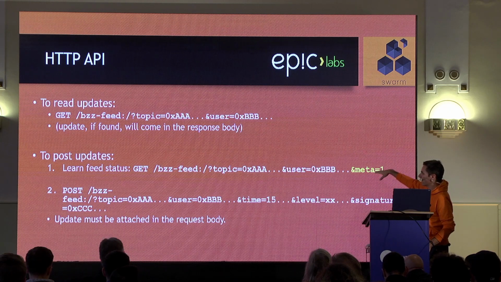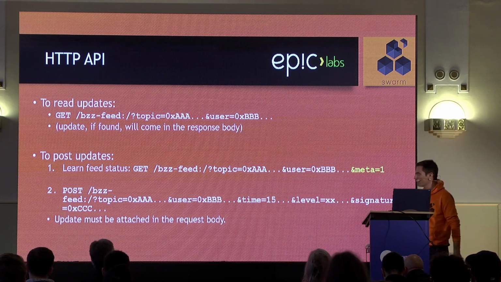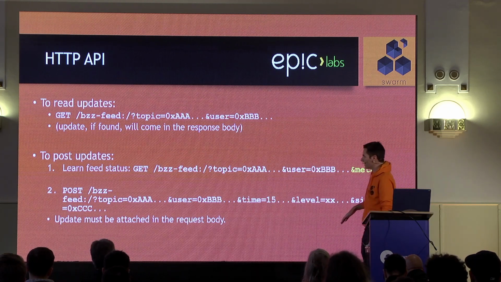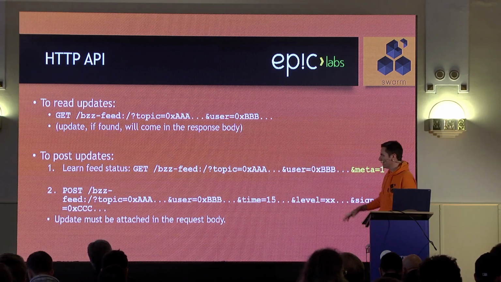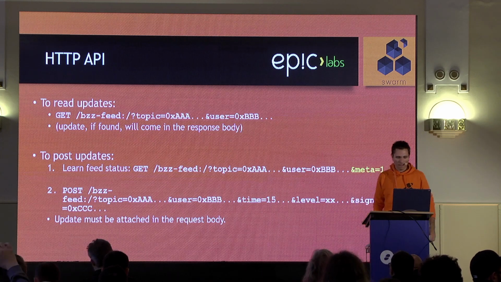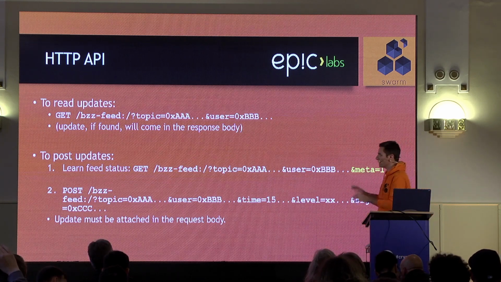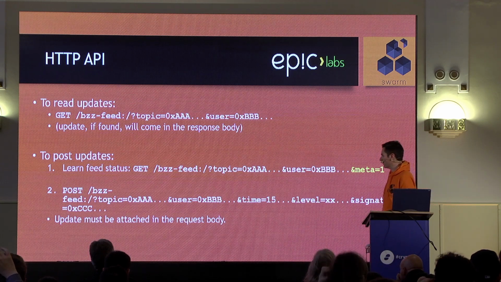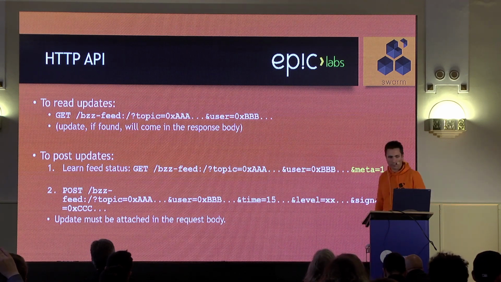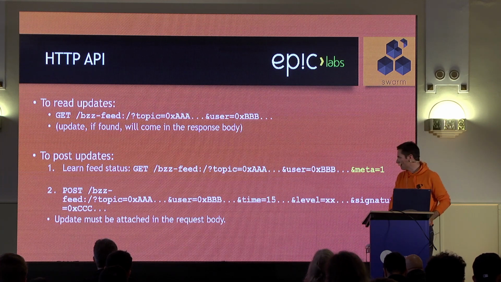extra parameter, okay? And it will tell you what is the feed status at this point, okay? And then with that feed status, you build this big query string and post the update through that, okay? The complex thing about this mostly is calculating the signature. I will try to help explain that in the next slide, but this is a work in progress to simplify that signing process.